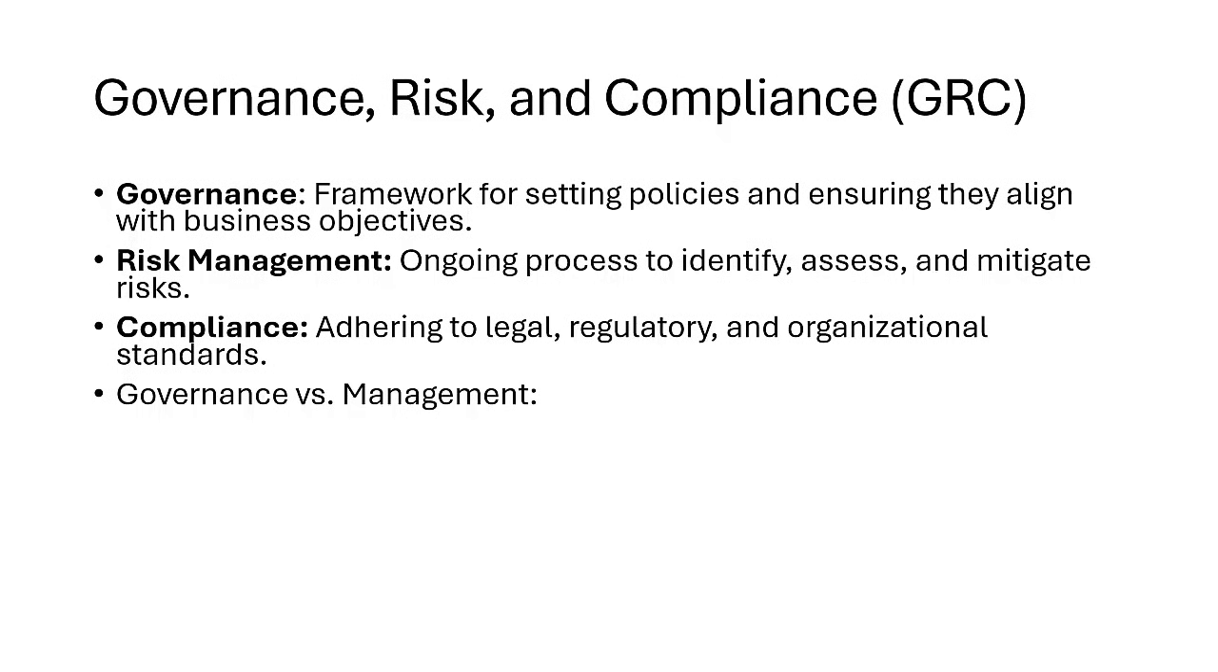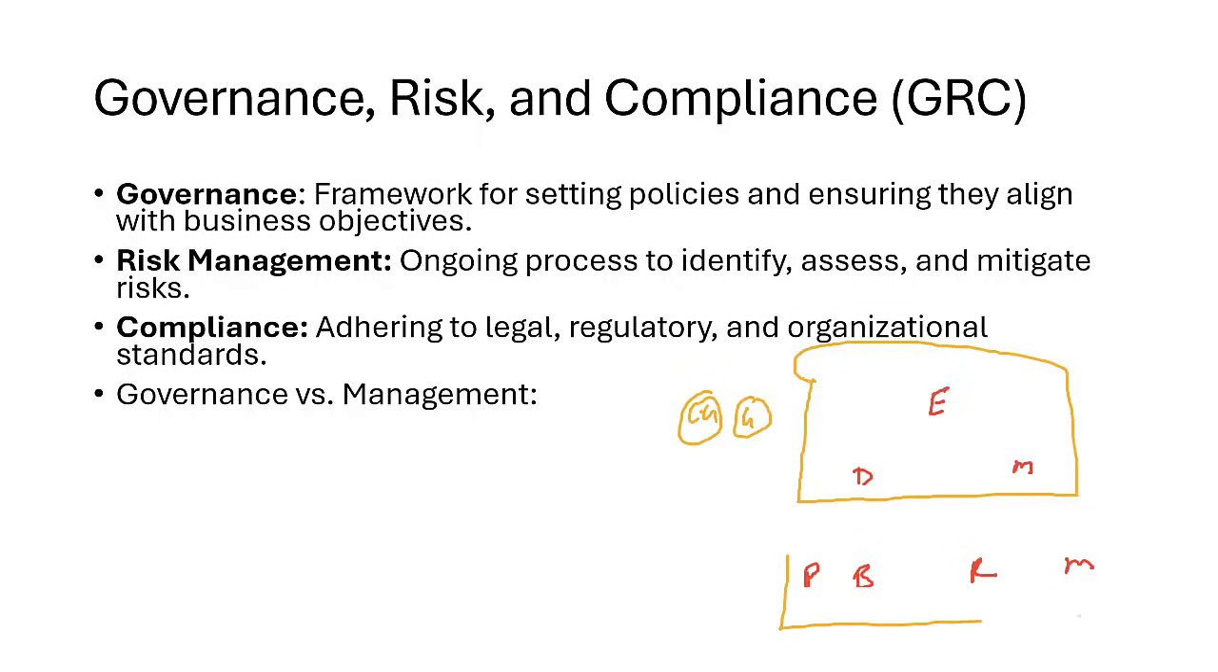Before I move to that, I want to discuss the COBIT example. In COBIT, we have one thing called EDM, and another thing called PBRM. Let me explain what they mean. EDM is driven by governance. Governance means corporate governance here. And PBRM is by the management. Management is the CIO and CISO.